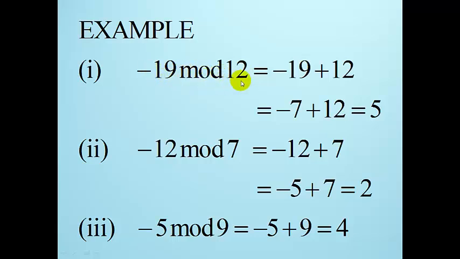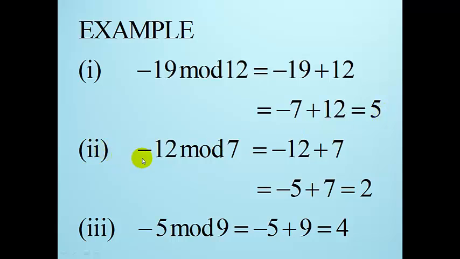So minus 19 mod 12 will be equal to minus 19 plus 12, and minus 19 plus 12 is equal to minus 7. Because it's still a negative number, we have to continue the addition, so plus 12. Now minus 7 plus 12 is equal to 5. This is our first positive number, so that is the answer. This means that minus 19 mod 12 is equal to 5.